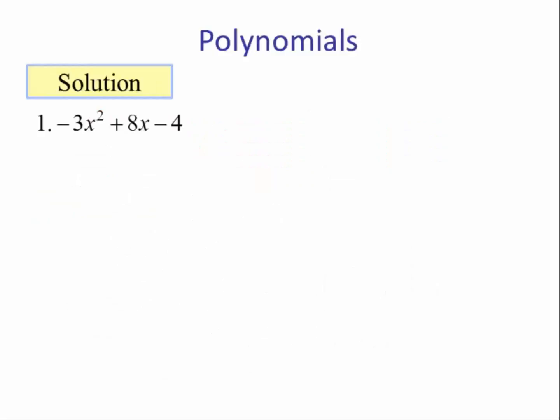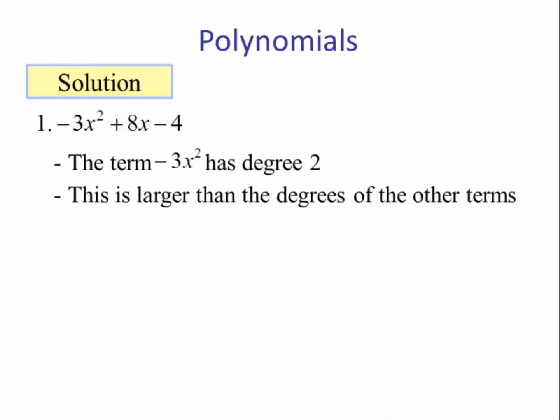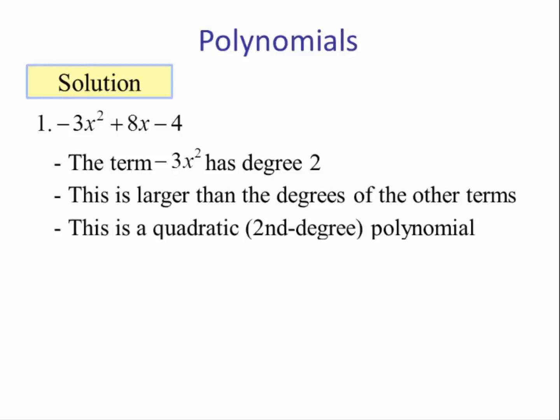Solution. Number 1, the term negative 3x squared has degree 2. It's the highest degree. Now notice this is in descending order also. Degree 2, degree 1, degree 0. Because this is the largest degree, we say this is a second degree polynomial. And this is known as what we call a quadratic.